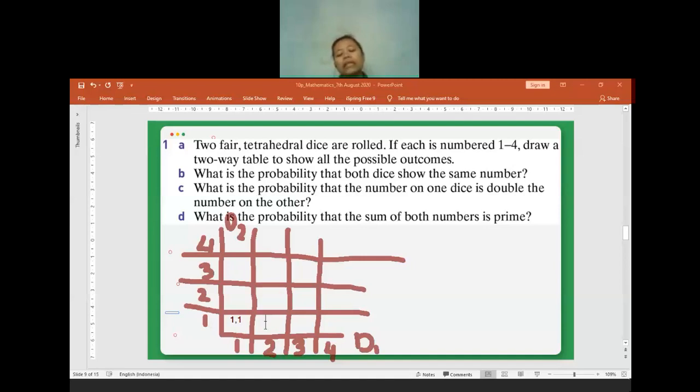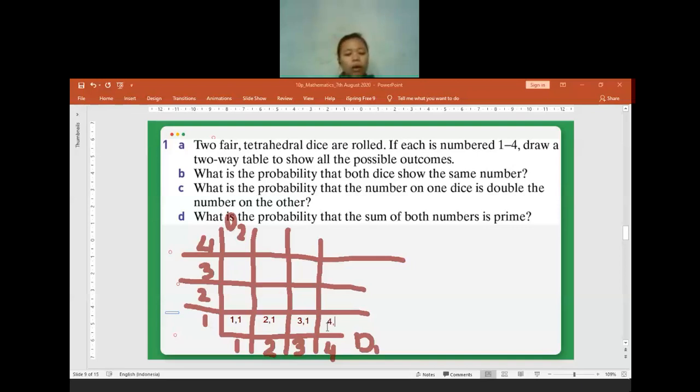We read it from the first dice, because I labeled dice 1 on the x-axis and dice 2 on the y-axis. We read it in order from the x-axis to the y-axis. So it will be 2, 1, not 1, 2. And then next to 2, 1, what number will it be? 3, 1. Yeah, 3, 1. Please write it in order, otherwise later you will be confused when you find the probability. Next to 3, 1 will be?